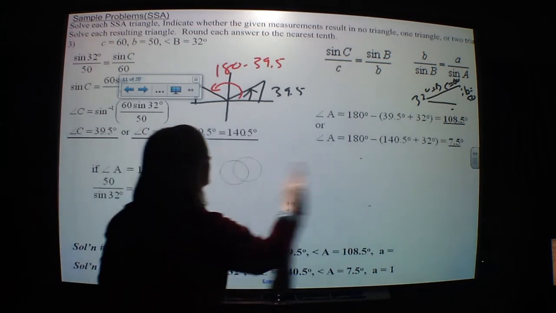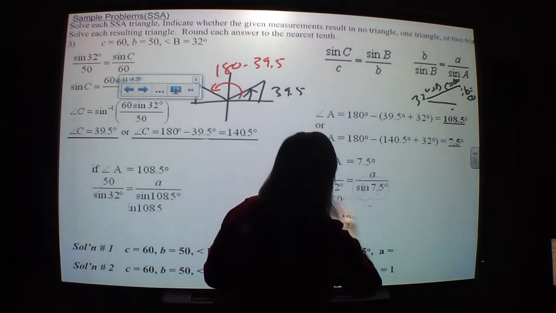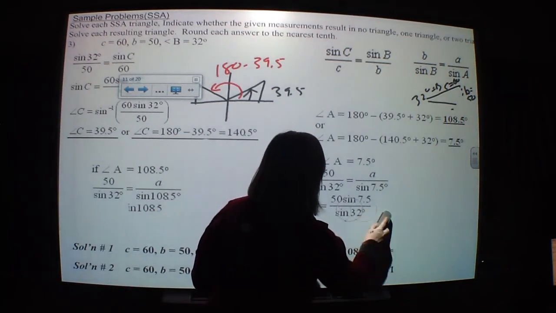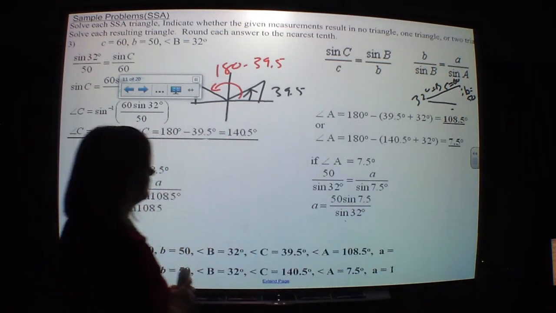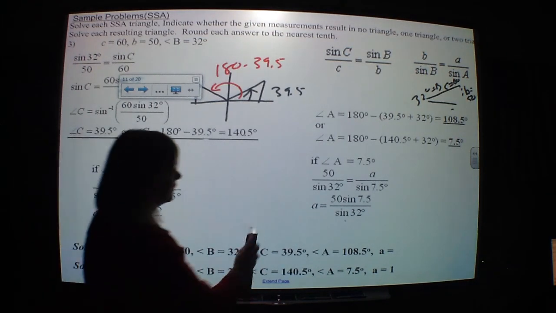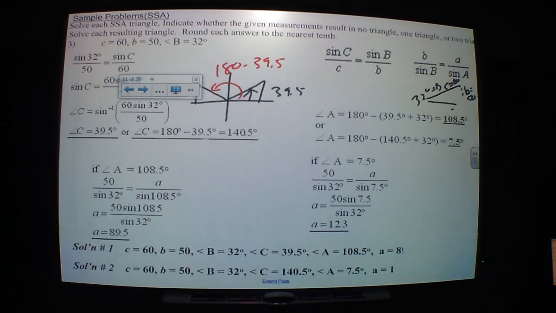If angle A is a 7.5, then I have side B over the sine of angle B is equal to A over the sine of angle A. When I plug the numbers in, you'll have 50 sine of 7.5 over sine of 32. And that'll give you A. Okay? And when you put it in your calculator, you should get 89.5 and 12.3. Okay? So those are the other angles or sides you should get.